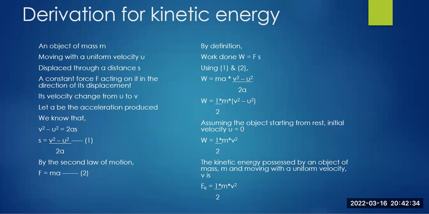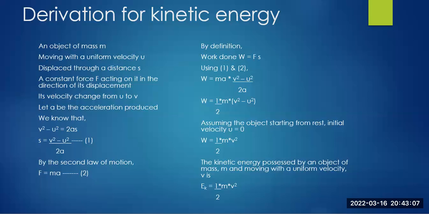We know that v square minus u square is equal to 2as. If we rearrange this equation, we get s is equal to v square minus u square upon 2a. So we obtain the value of displacement s in terms of initial velocity, final velocity, and acceleration. Let's call this equation 1. We all know that by the second law of motion, force F is equal to mass into acceleration. Let's call this equation 2.